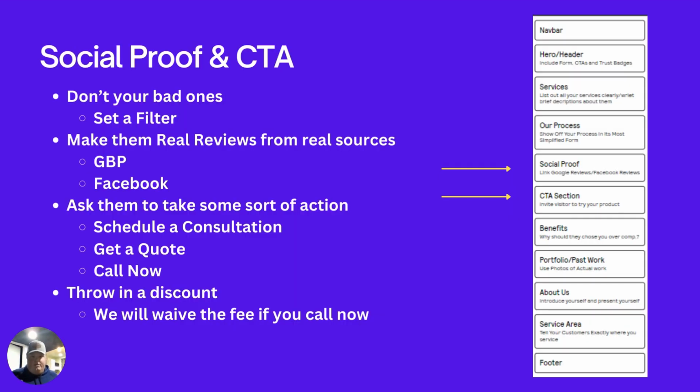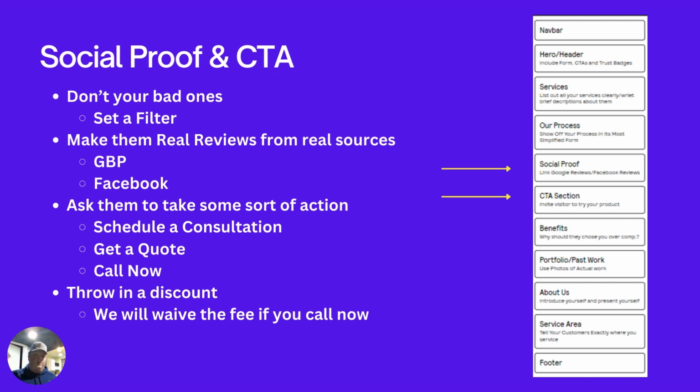Next one, we got the social proof and call to action. Don't use your bad ones. Set a filter so you don't want any one-star reviews on your website, and make sure they're actual real reviews from real sources. So sometimes I'll see on websites, it'll just be like some text with like quotes around it with like John Doe underneath with like an image that's clearly a stock photo.